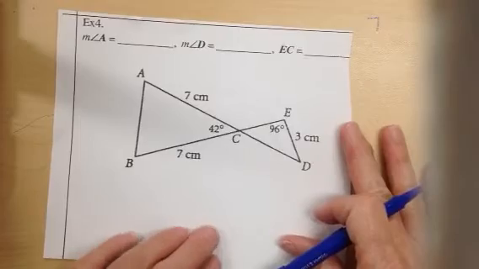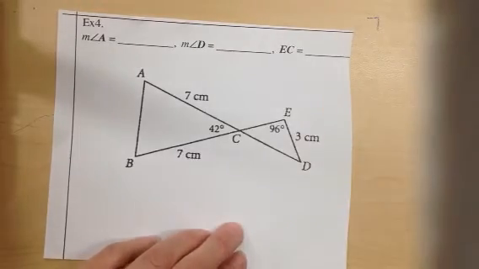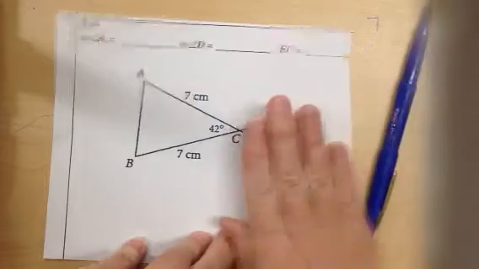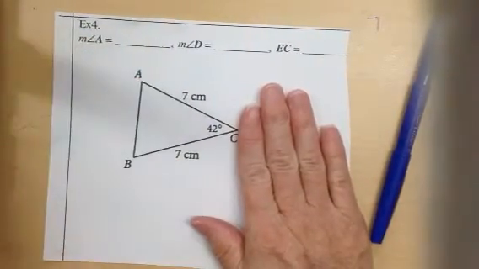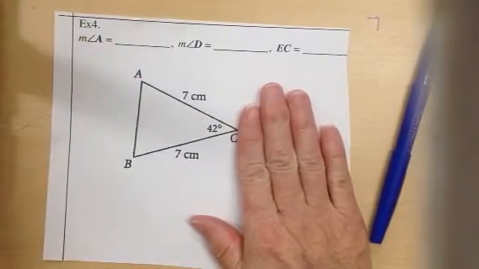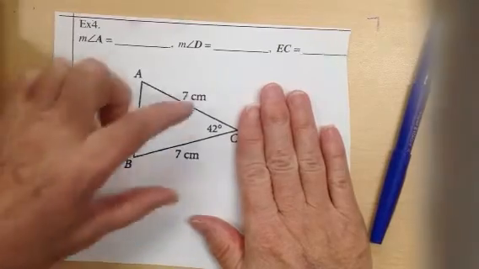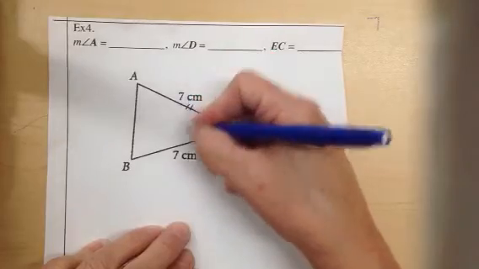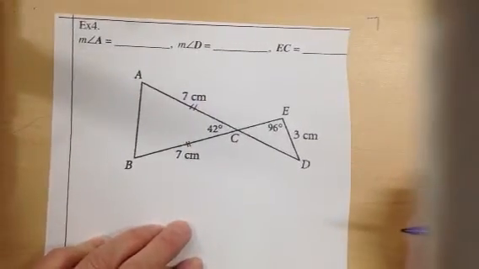Okay, 2 more examples. This is example 4. The first thing I notice is, if I just look at this triangle here, this is an isosceles triangle, right? So we learned about isosceles triangles today. If I want, I can mark it as isosceles with the marks that we're familiar with.